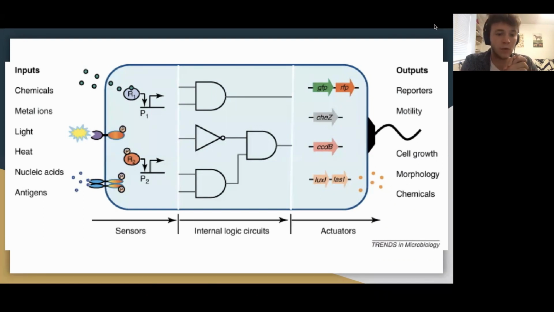We're going to focus more on the sensors and the controllers, which is labeled internal logic circuits here, today. The actuators is more protein engineering, protein modeling. I think Alan may talk a little bit more about that in his enzymology lectures that are coming later, but I really want to focus on sensors and internal logic today. Great, awesome.